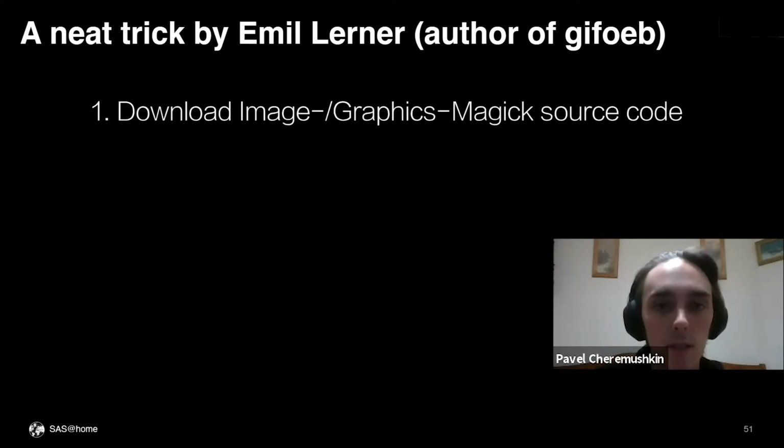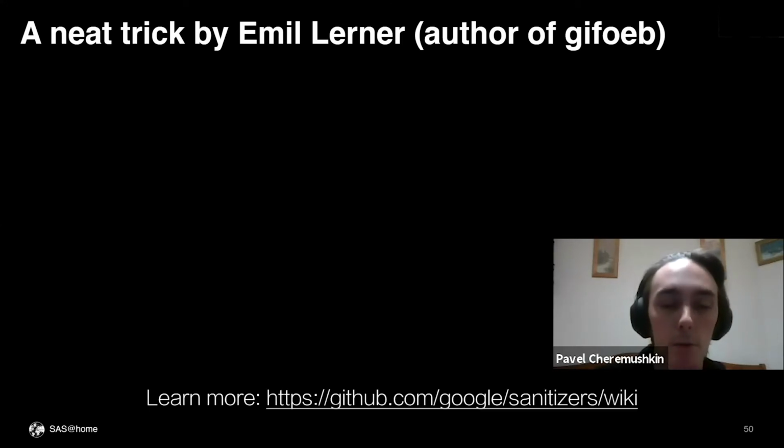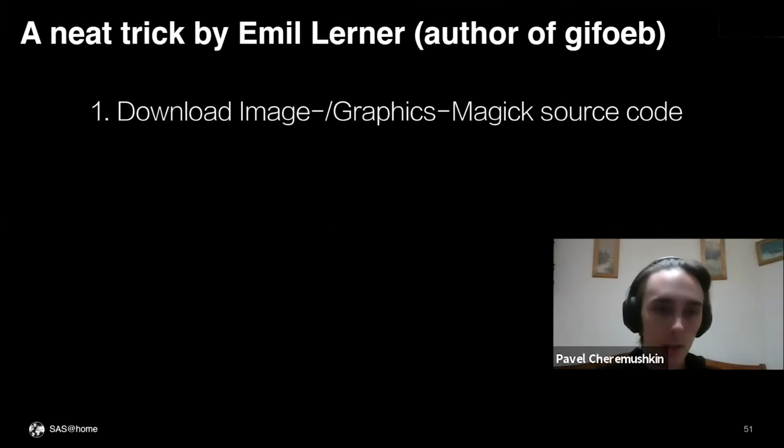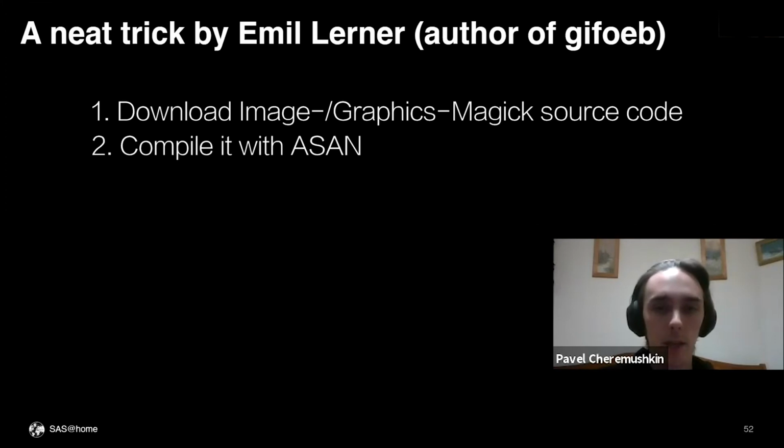So inside this tool, he was actually able to find a bug, and I will right now demonstrate to you the trick that he demonstrated once to me, how he found this kind of vulnerability by using almost a bash one-liner. So you can do it by yourself. You can download some old version of image or graphics magic source code. Next, you compile it with ASan to be able to detect this error.